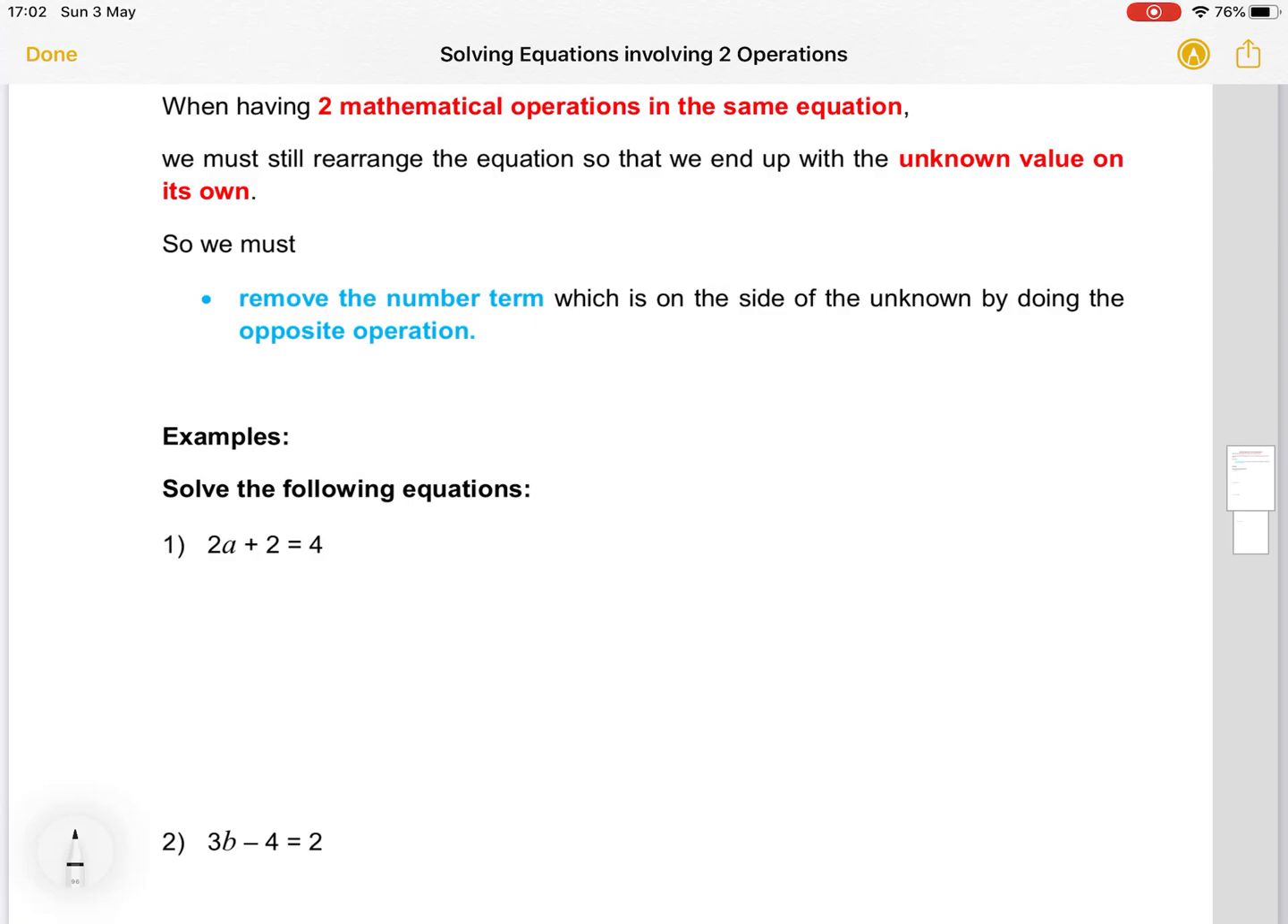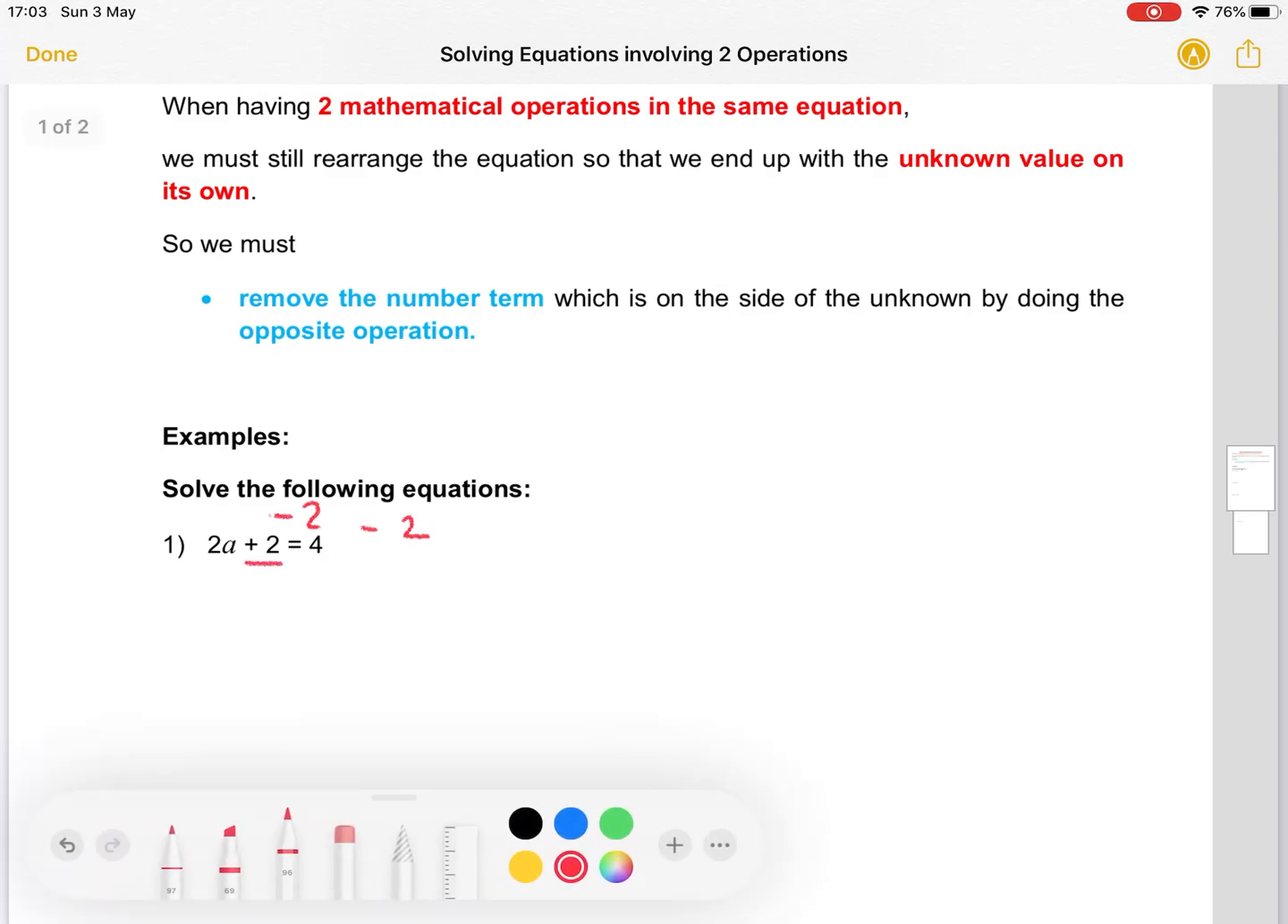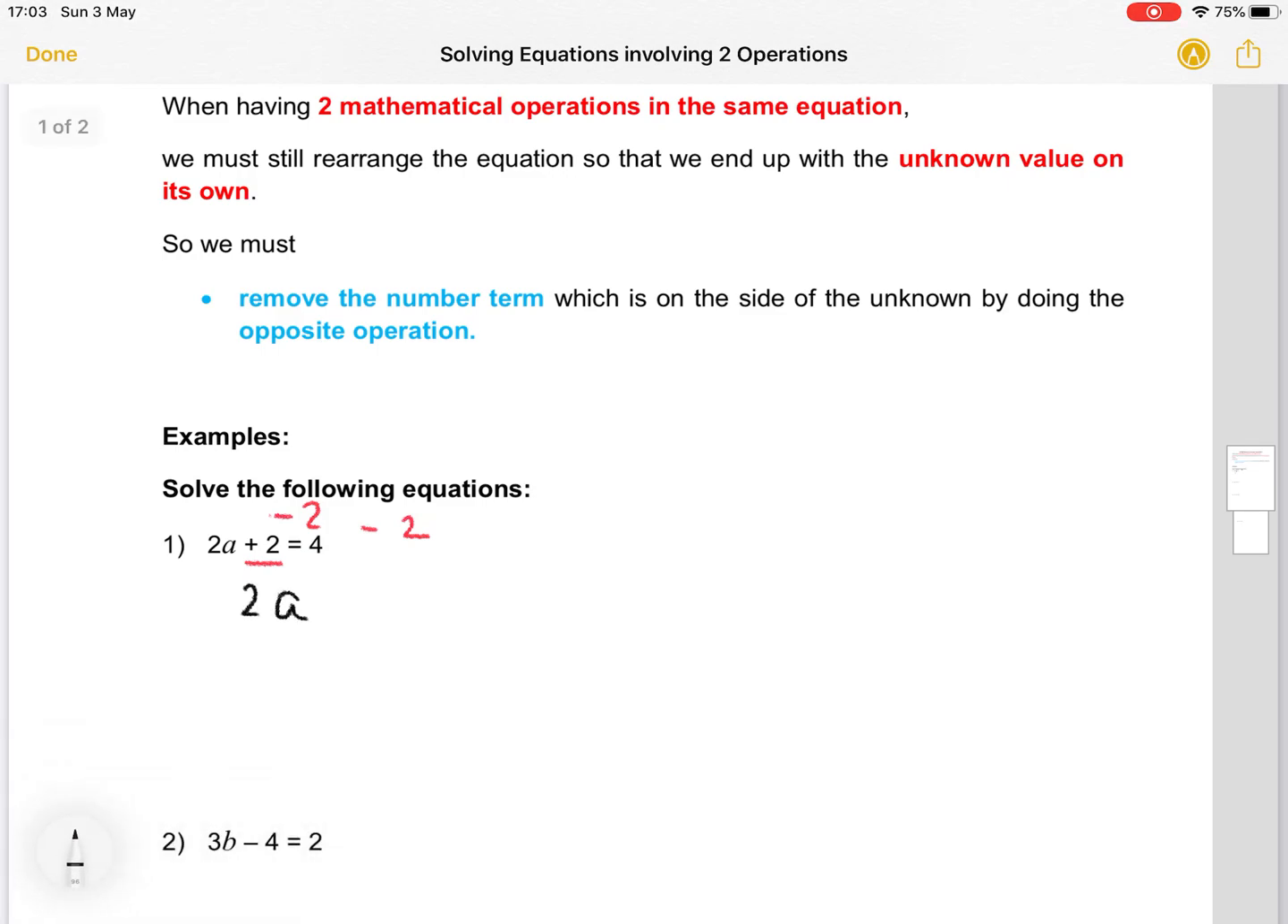Okay, so first of all, we said that we need to bring the letter term on its own, the 2a on its own. To bring the 2a on its own, we must get rid of the plus 2. The opposite of plus 2 is minus 2. So we need to subtract 2 from both sides. In that case, we end up with 2a is equal to 4 minus 2 is equal to 2.